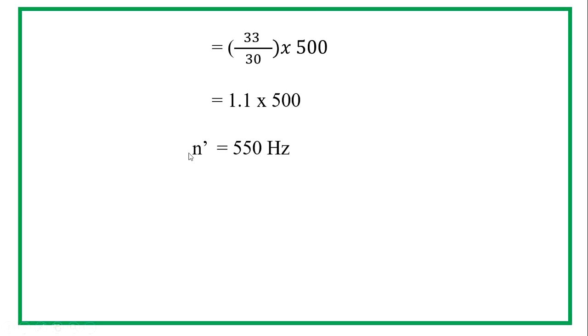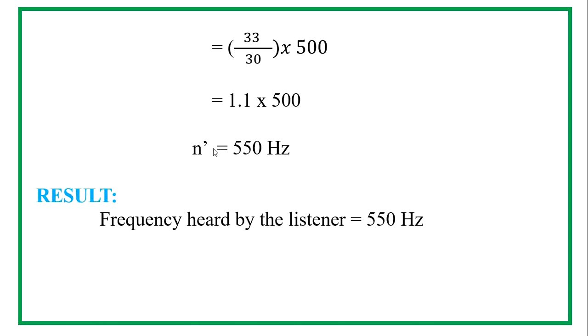What is n dash? Apparent frequency. That is the frequency heard by the listener. So the result: the frequency heard by the listener is equal to 550 hertz.